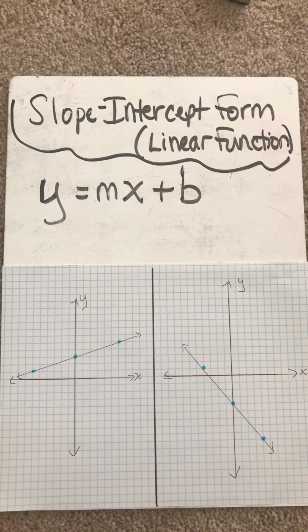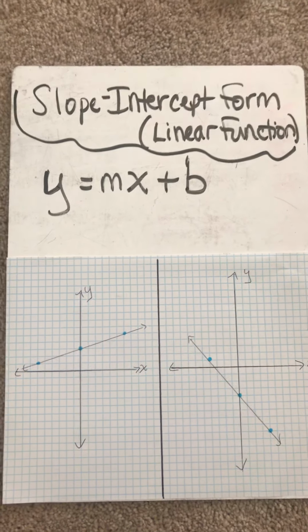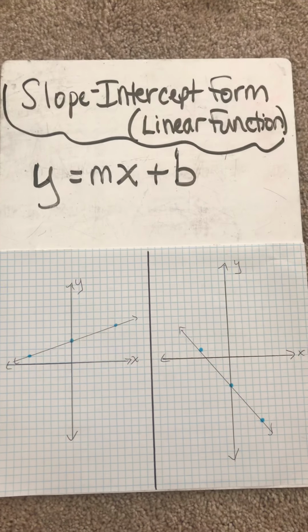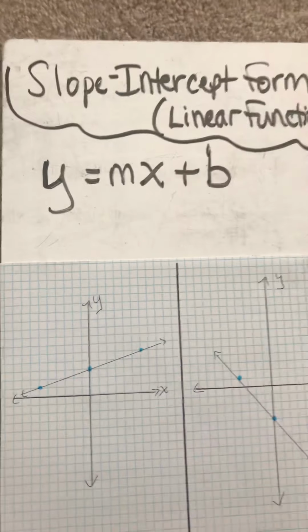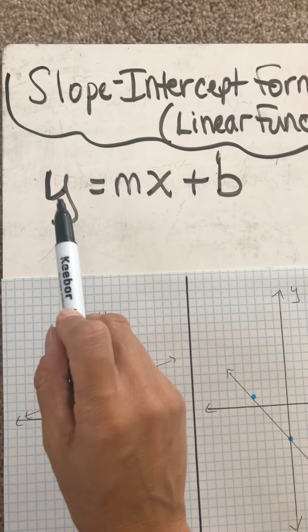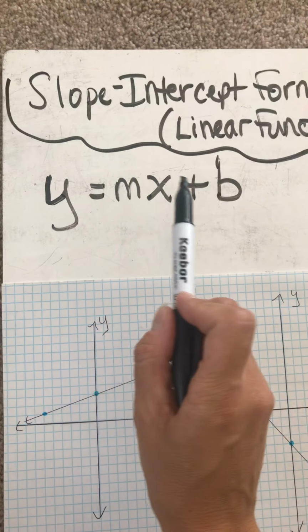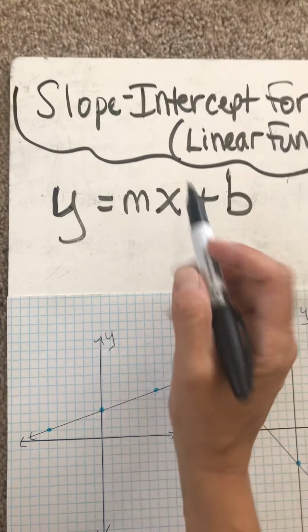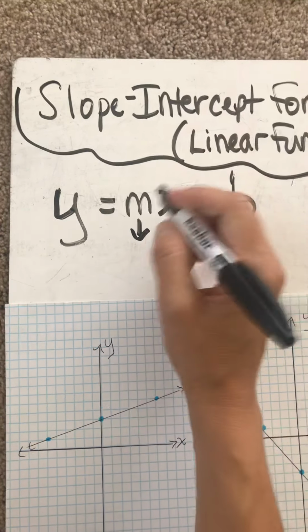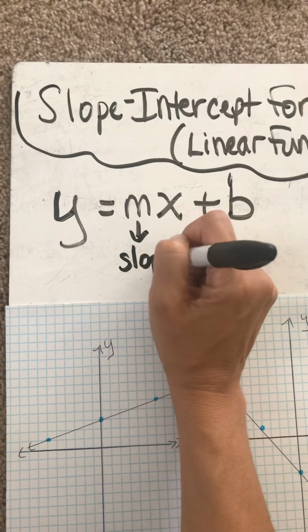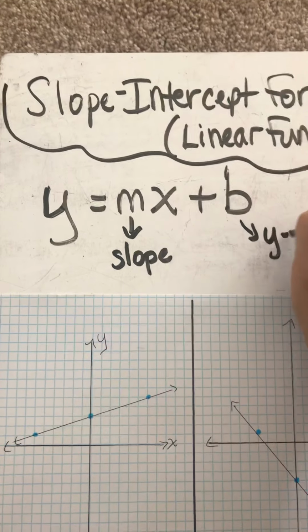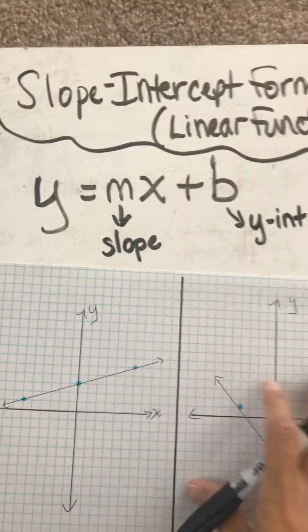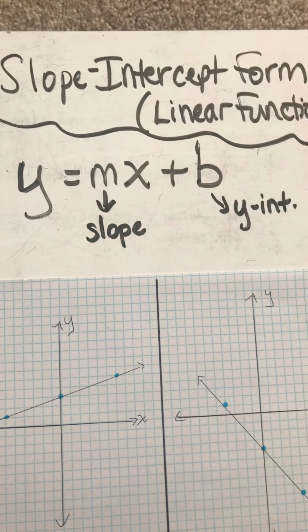Here we're going to talk about slope-intercept form, or in chapter 6, they've been talking about it as a linear function. They go back to showing you that the equation should be in terms of y, all right, equals mx plus b. Remember, m is the slope value, b is the value of the y-intercept.